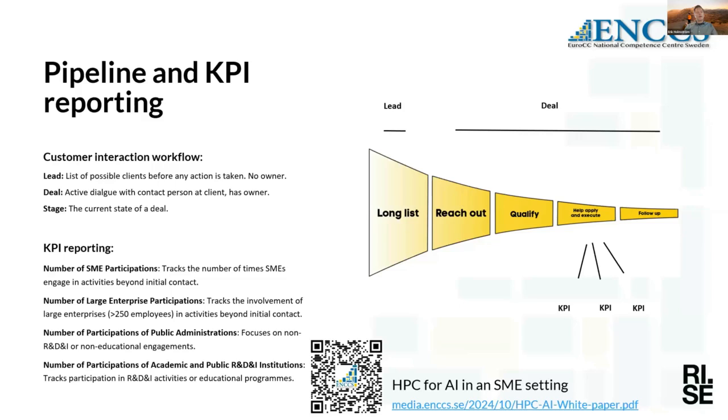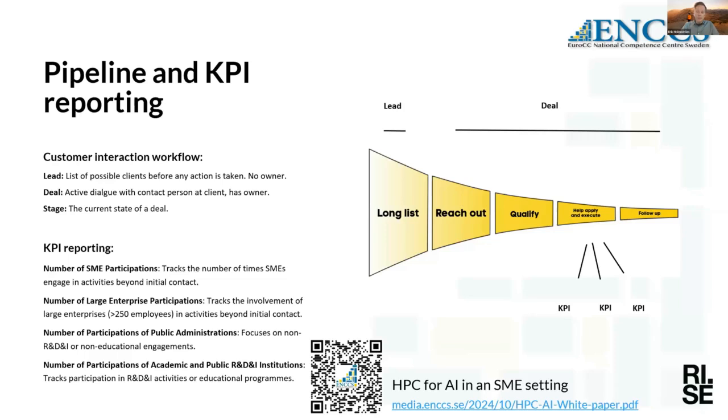And some of these KPIs are like the number of participations by small and medium-sized enterprises, number of large enterprises and public administration, and other types of KPIs that you get out from the process of talking to a customer. And they usually come out in this apply and execute HPC projects stage of a deal.